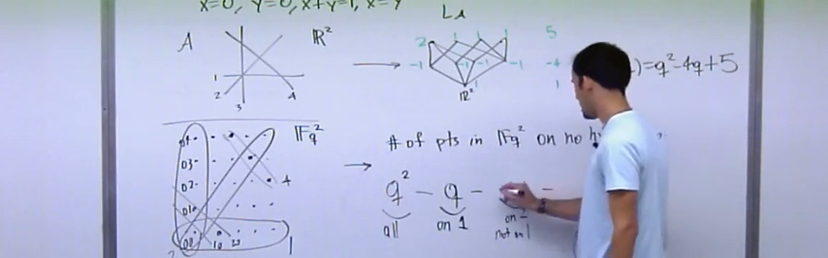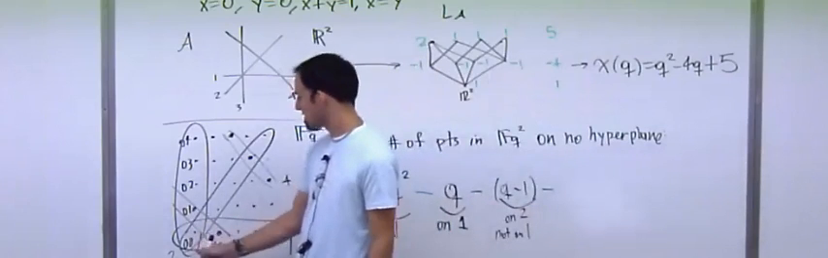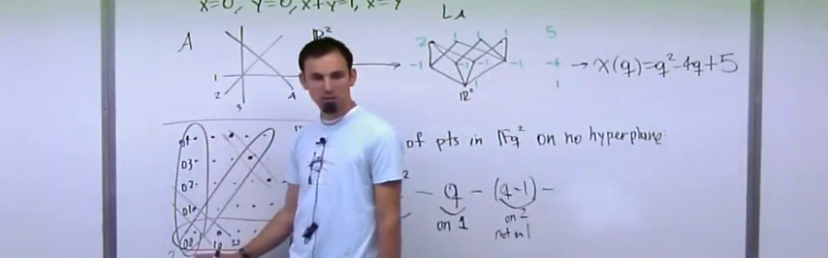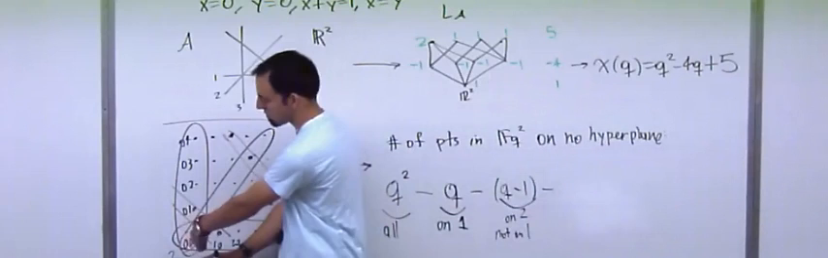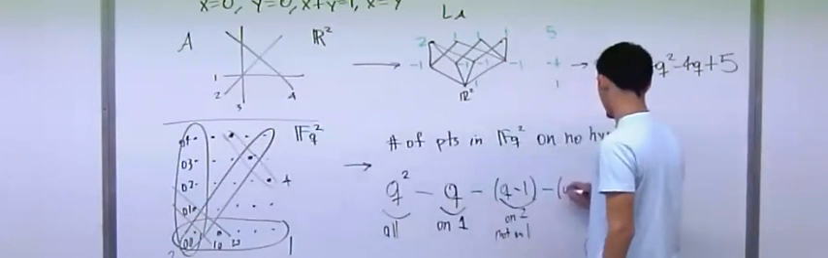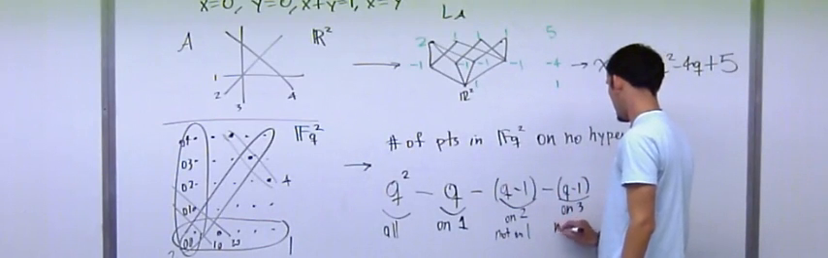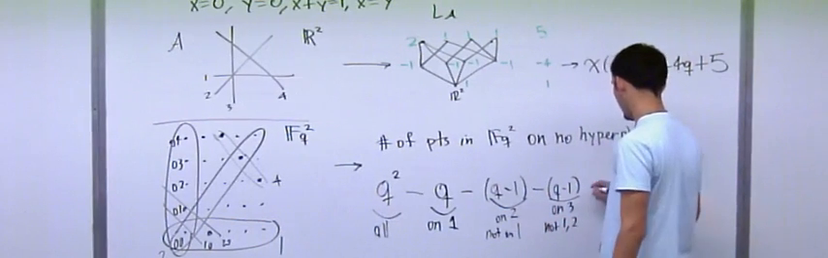Now let's subtract the ones on hyperplane 3. So hyperplane 3 is this one. There's Q points, and I already subtracted 0, 0. And the other ones I have not subtracted. So I subtract Q minus 1. And these are the points on 3 and not 1 and 2.